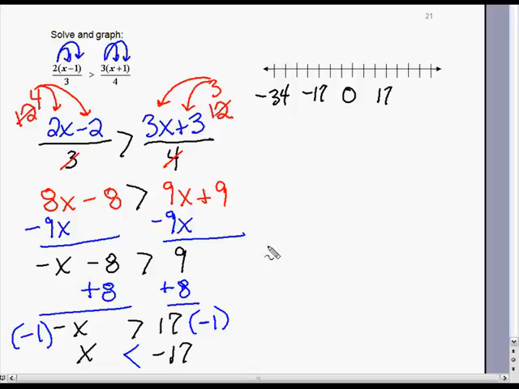The number we're talking about is negative 17. So we circle negative 17 on the number line. We leave it an open circle since it's strictly less than, and we shade to the left for those numbers that are less than negative 17. Interval notation would be from minus infinity to negative 17, and we end with a parenthesis because our inequality did not have a line under it.